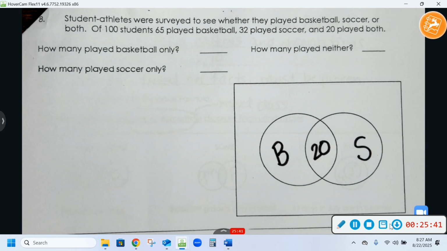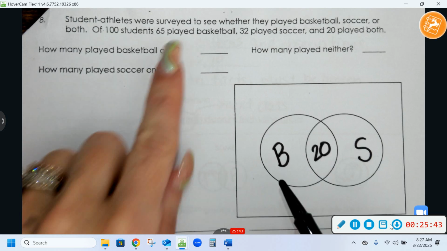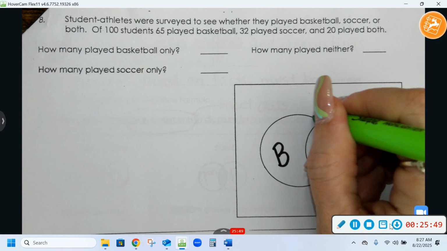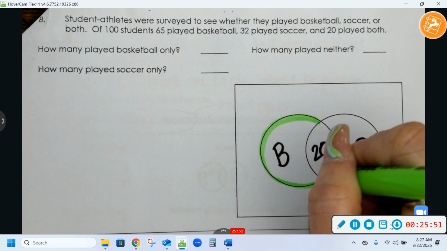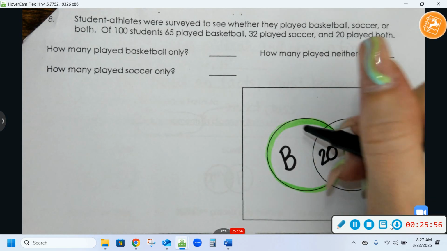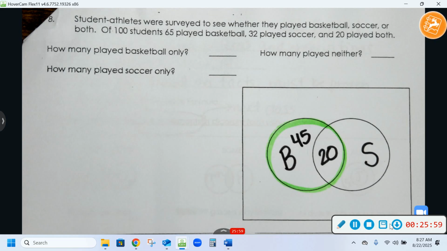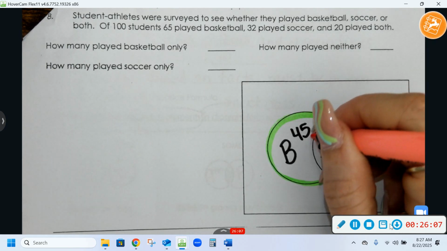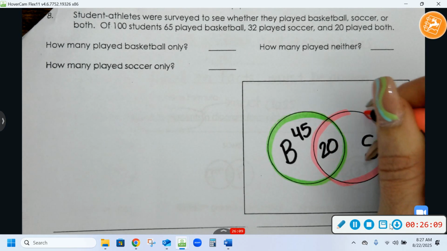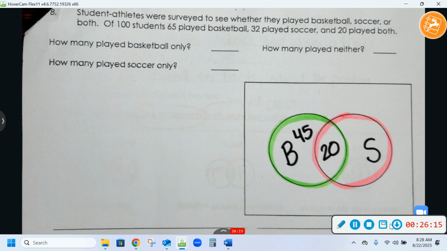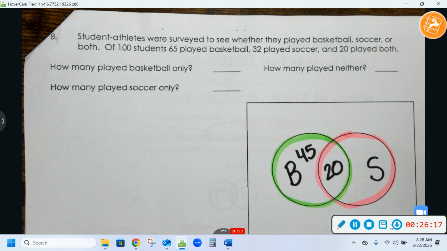Now I can deduct the other answers. 65 played basketball. Here's my basketball circle. How many kids are already in that circle? 20. So how many would be left? There we go. Soccer. 32 played soccer. I mean, soccer is the elite sport, so I'm kind of sad that only 32 are playing soccer, but I'll digress now. So how many are going to be left in my soccer bubble? 12.